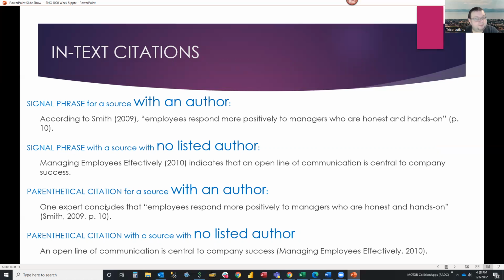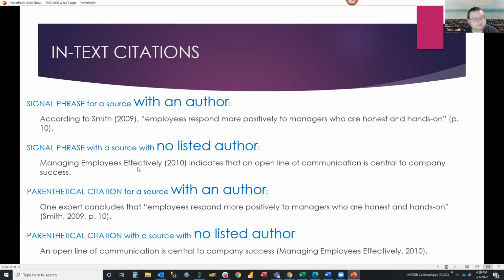In here, they don't say the author's name in the sentence, so you have to put it inside the parentheses. Since you're not talking about the author in the sentence, you just put all the information at the end. So one expert concludes that employees, quote, respond more positively to managers who are honest and hands-on, close quote, and then all the information here, like the author's name, the year, and then the page. And then a parenthetical citation with a source with no author listed.